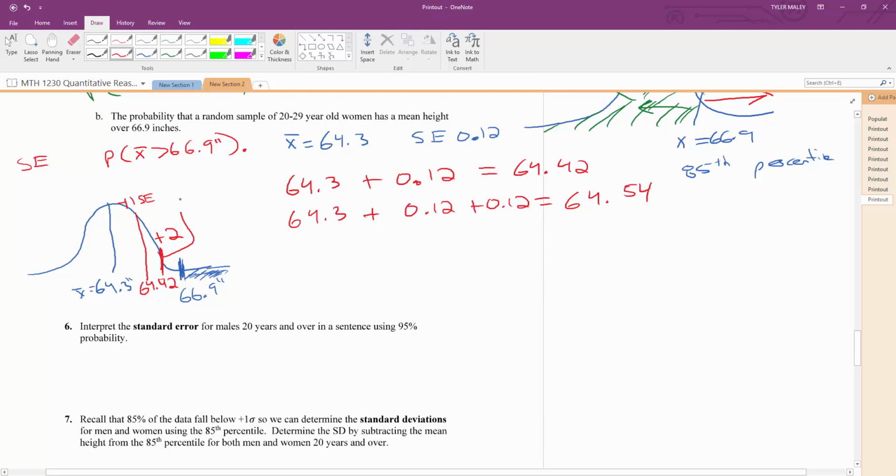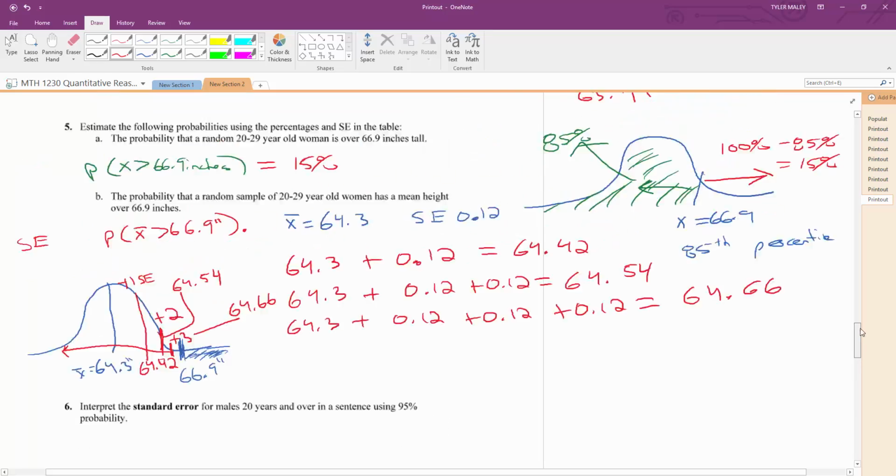So here is 64.54. Then let's say this is plus 3. So plus 3 would be 64.3 plus 0.12 plus 0.12 plus 0.12. If we add this all up, we get 64.66. So let's think a minute about how much of our data is to the left of plus 3 standard errors.